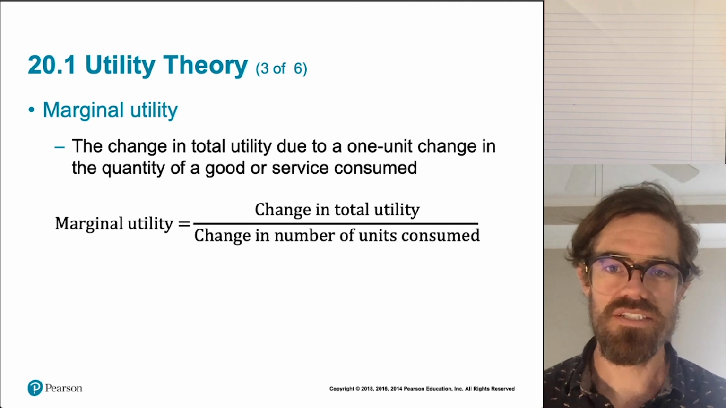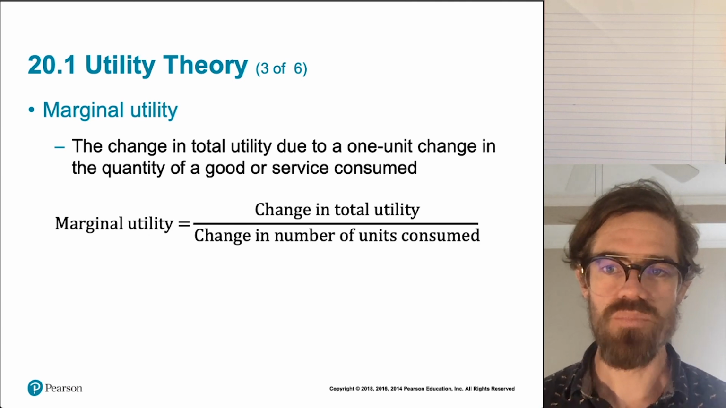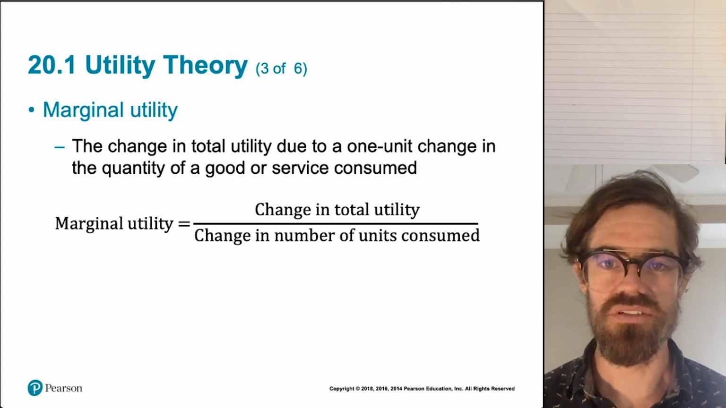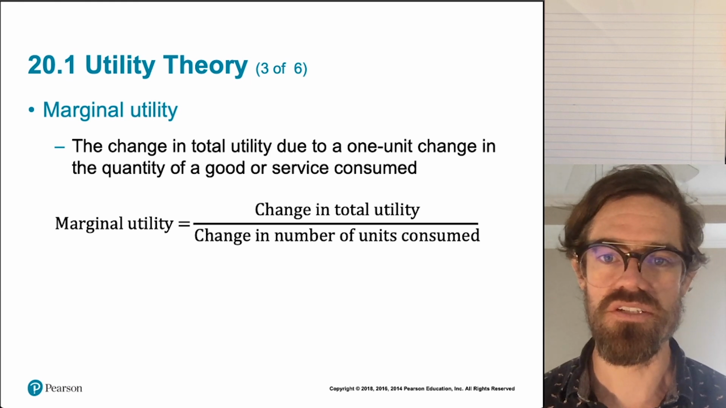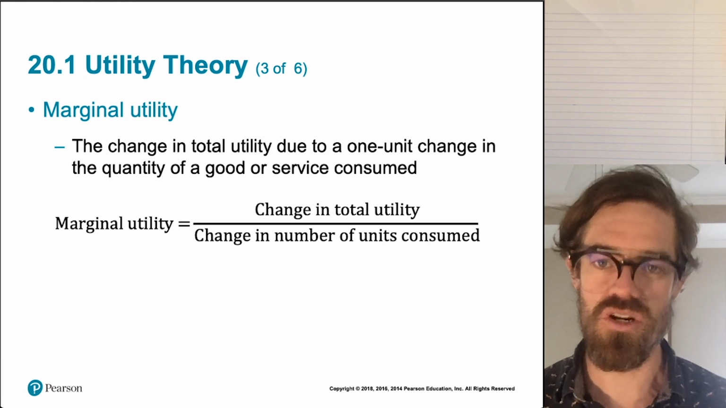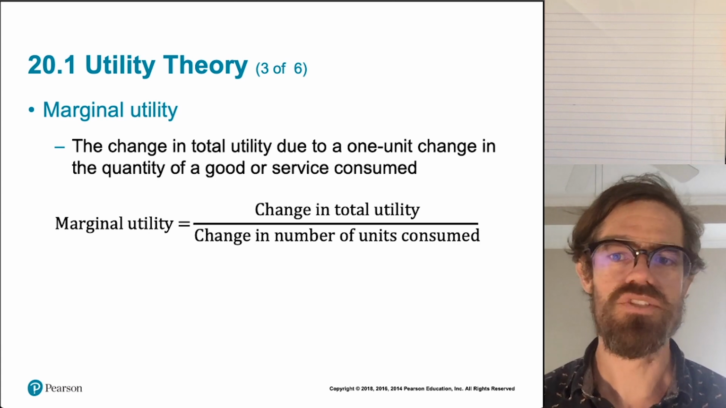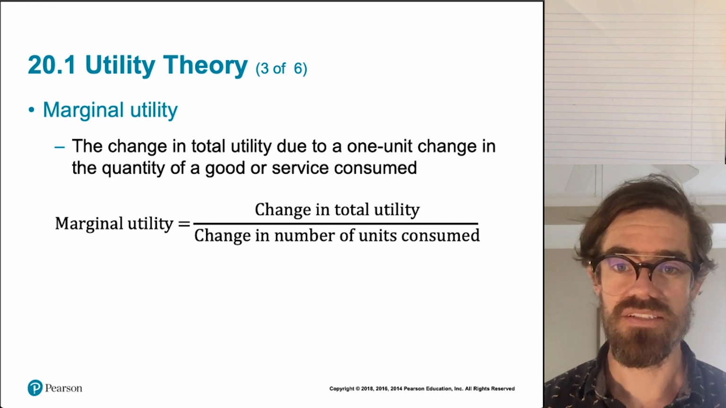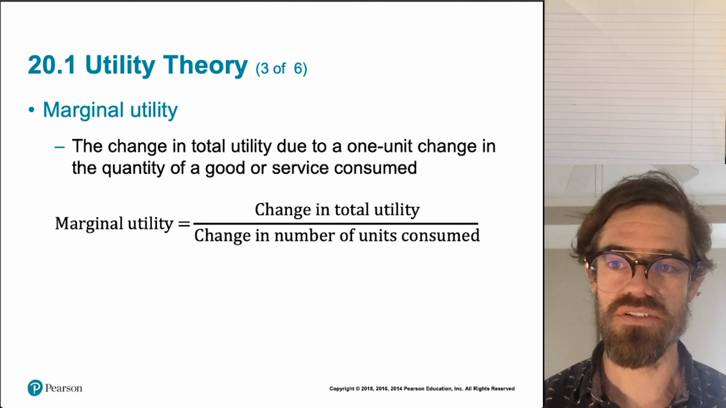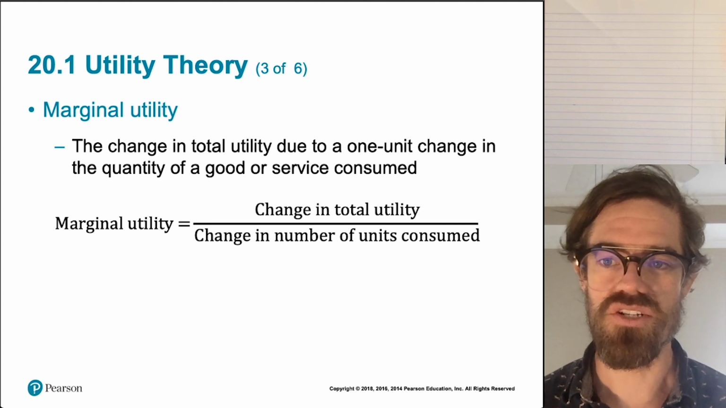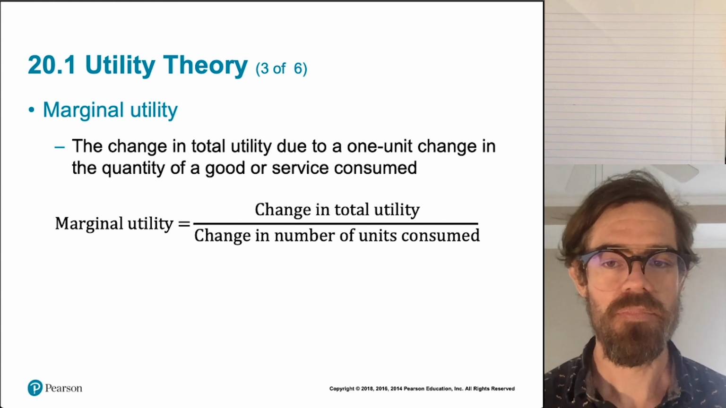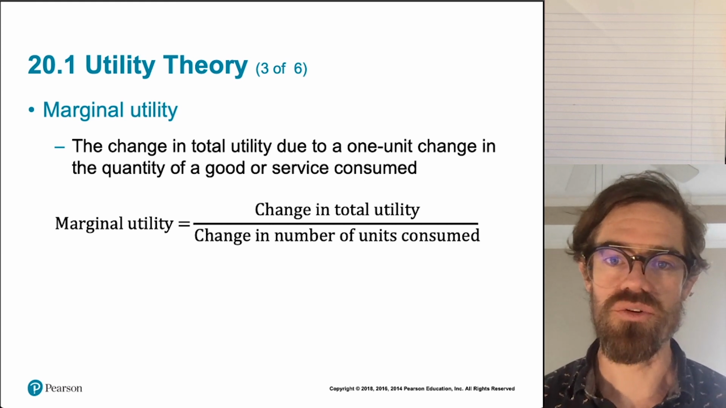All right, so let's get into some more detail on what marginal utility is. Another way of thinking of it is just additional satisfaction. Marginal means additional, and another word for utility is satisfaction. So it's the change in total utility due to a 1 unit change in the quantity of a good or service consumed. So if you eat one more potato chip, how does that change your total utility?